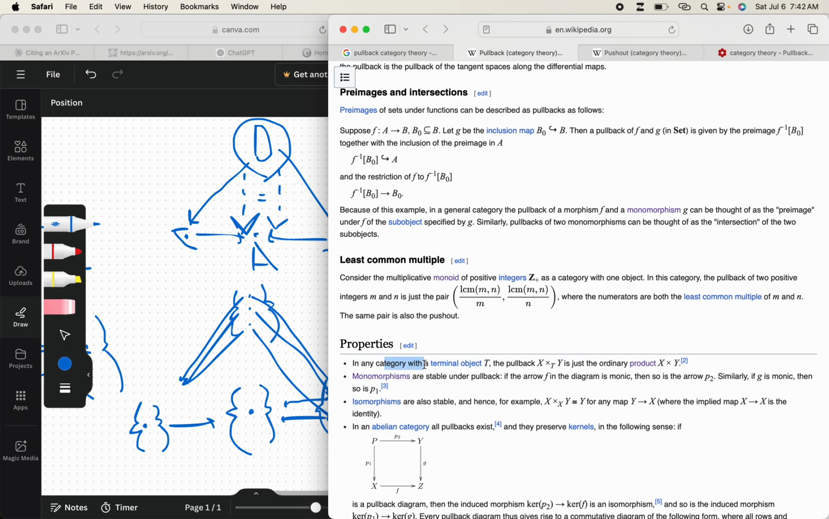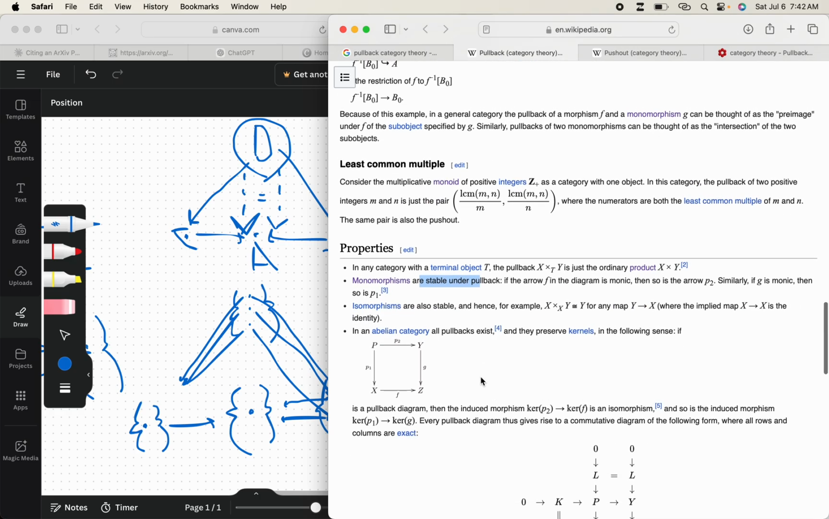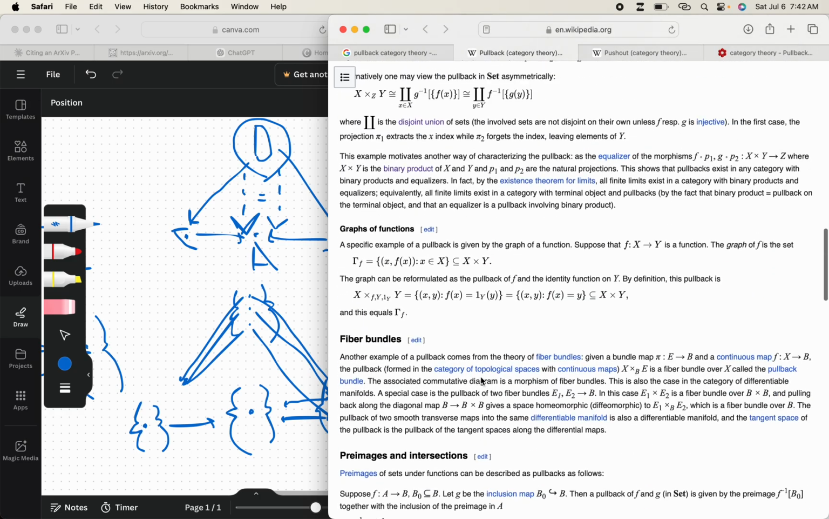In any category with a terminal object, like the category of sets, I believe, the pullback is just the ordinary product. Well, that's interesting. That's really interesting. Monomorphisms are stable under pullback. This is some good concrete information that I should study.